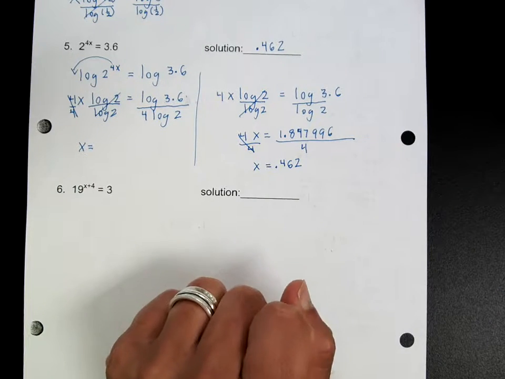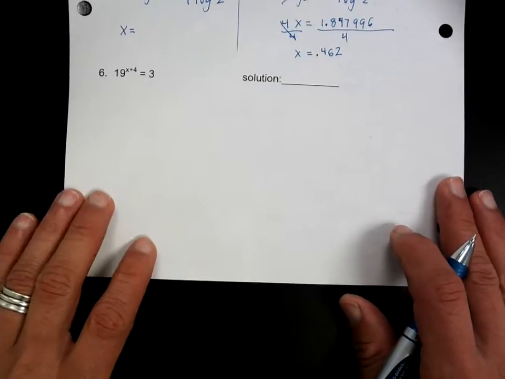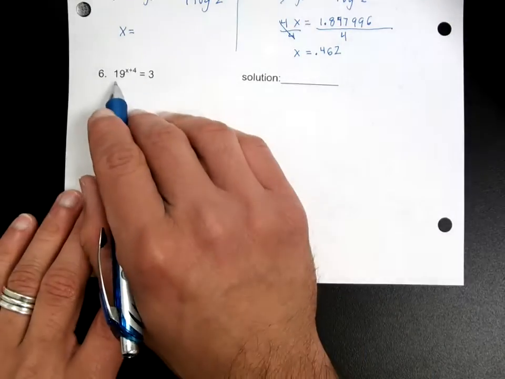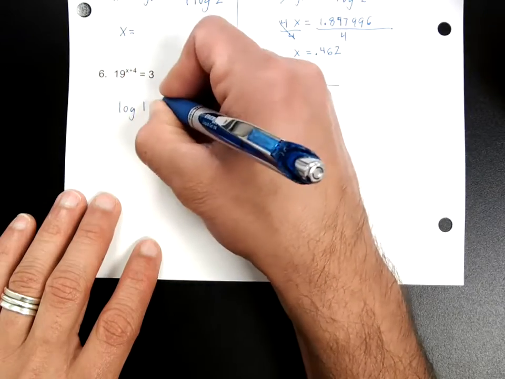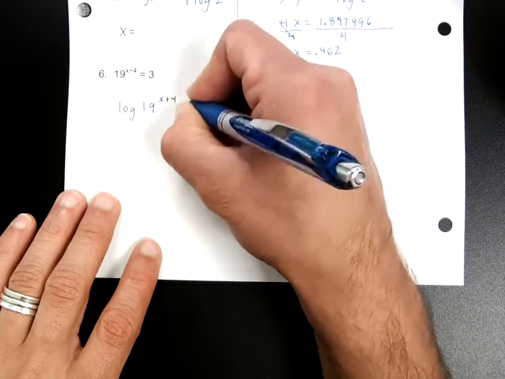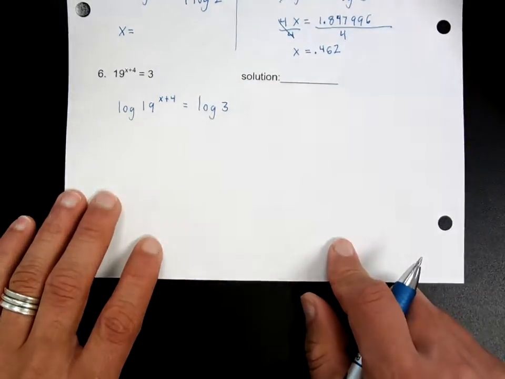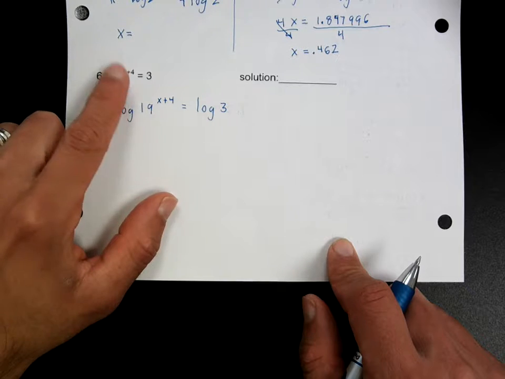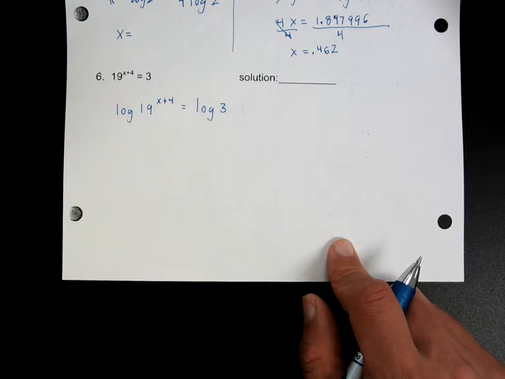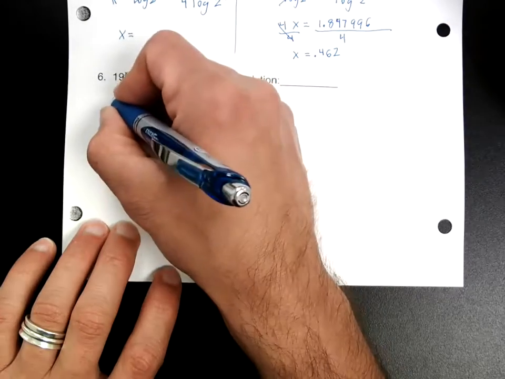Now on the very last one. On the last one, again, this is already by itself. It's already isolated, so I'm going to use the log on both sides. So I have the log of 19 to the power of x plus 4 is equal to log of 3. So again, only take the log of both sides if what you're looking for is in the power, meaning the x is in the power. Now I'm going to bring this x plus 4 to the front.